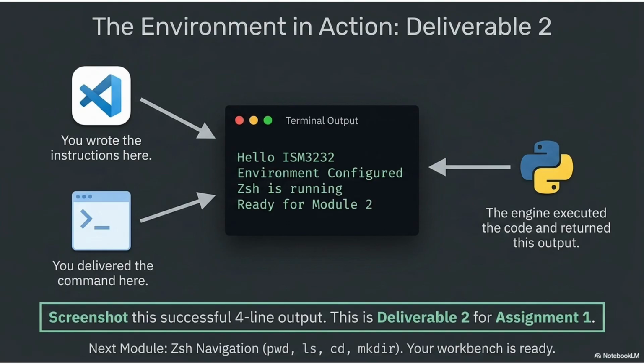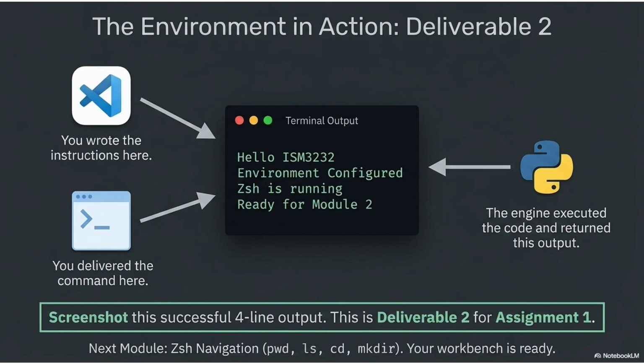Deliverable 2 confirms the complete integration environment in action. VS Code wrote the instructions, the terminal delivered the command, Python executed it and returned the output. The screenshot shows all 3 components working in the same session. VS Code on the left with the hello_ism3232.py file visible. The terminal on the right shows the python3 hello_ism3232.py command and its 4-line output.